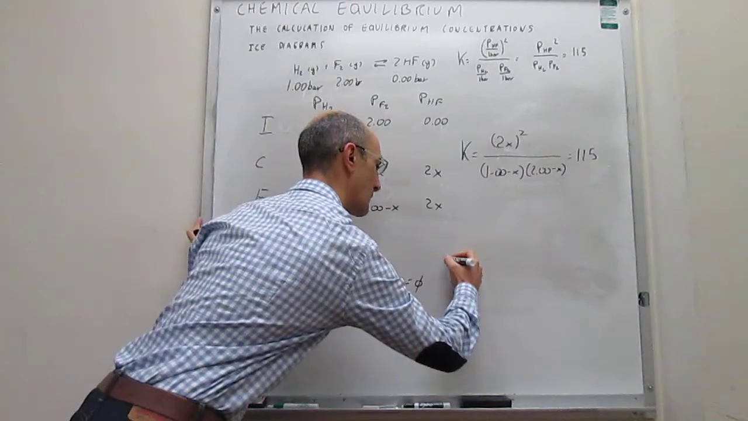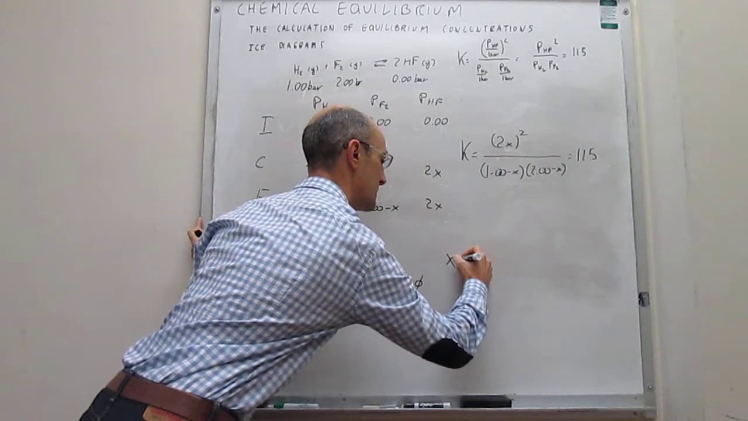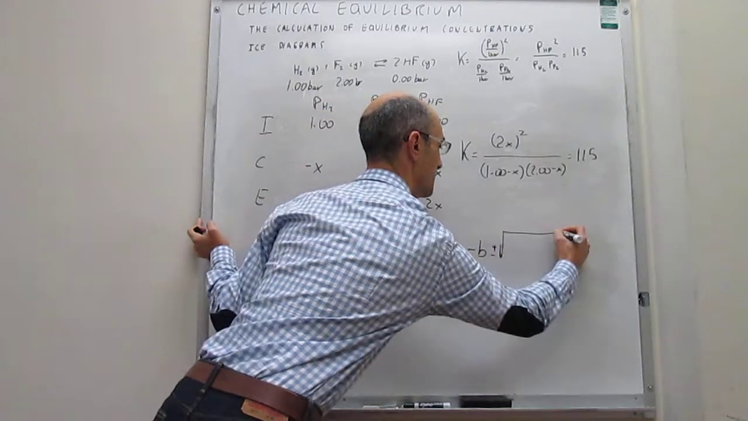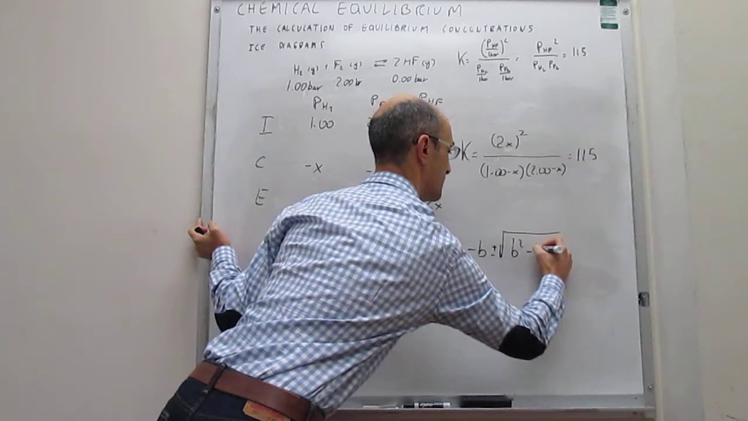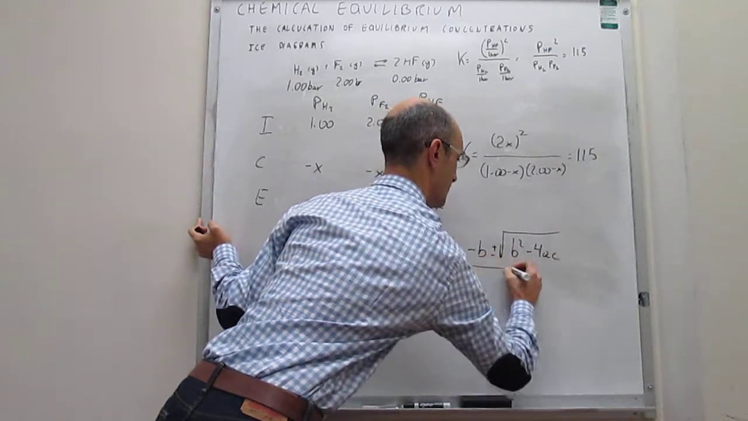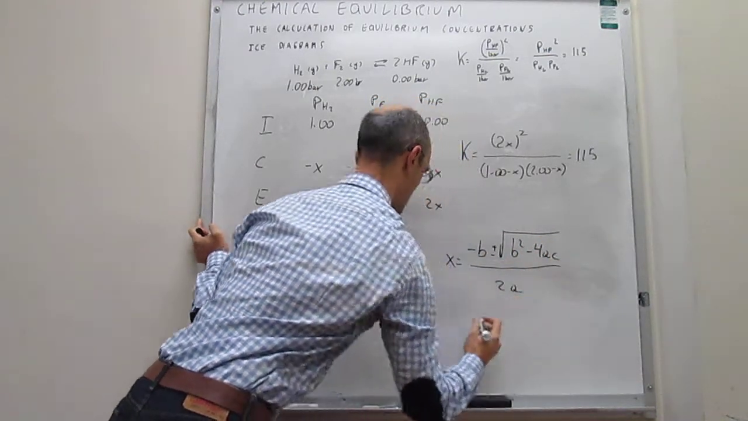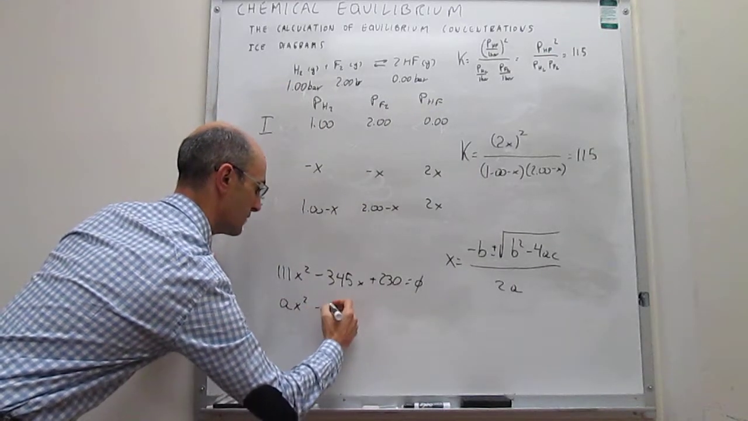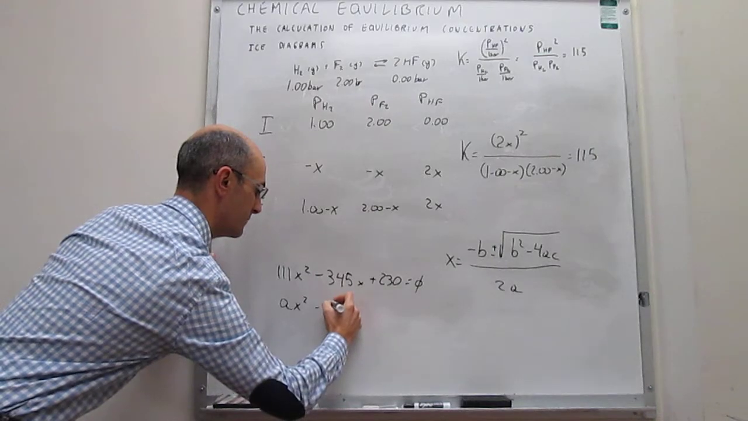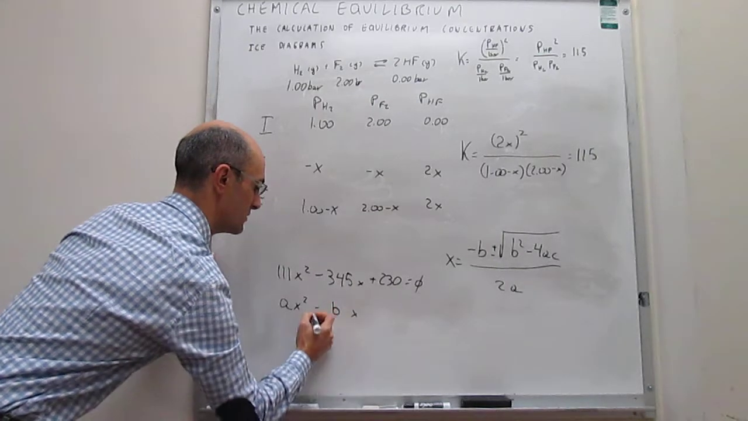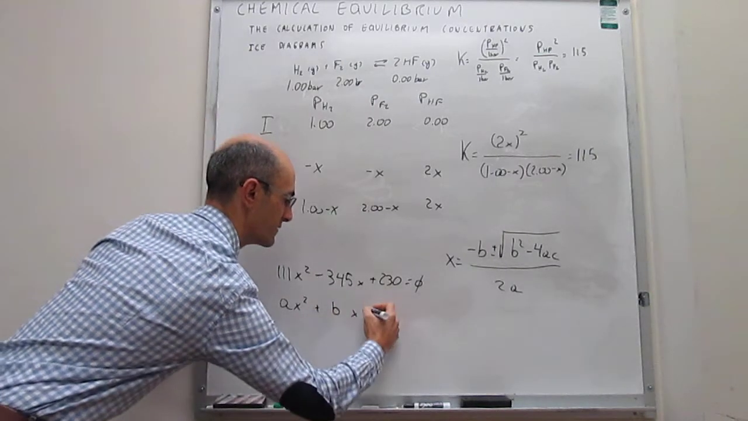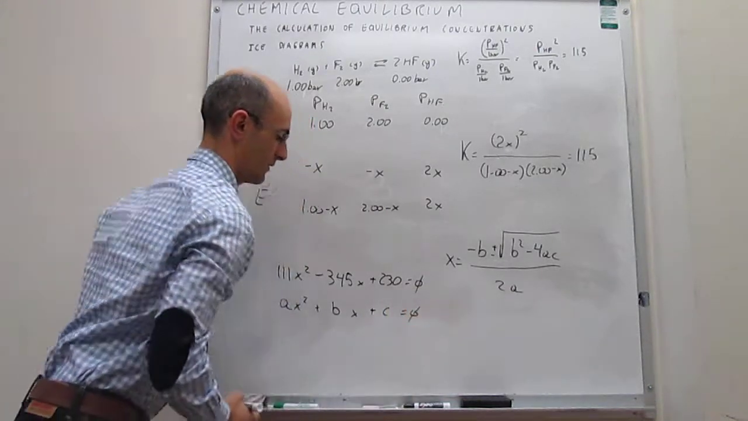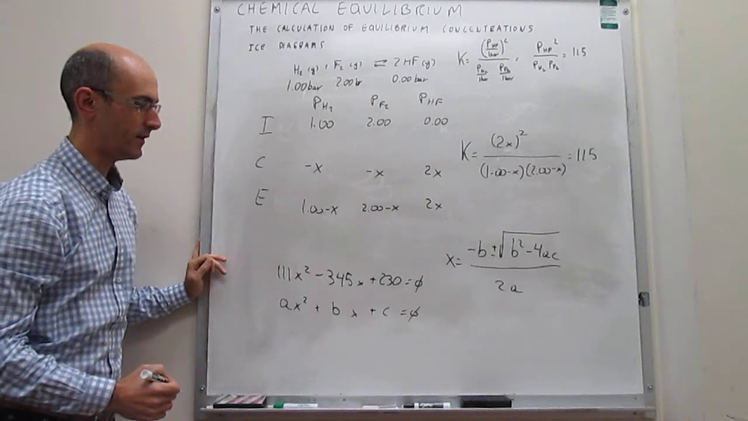Remembering the quadratic formula, x is equal to minus b plus or minus the square root of b squared minus 4ac, divided by 2a. Remember that a is the coefficient of the quadratic term, b is the coefficient of the linear term, and c is the other coefficient. So that is essentially what you have right here.